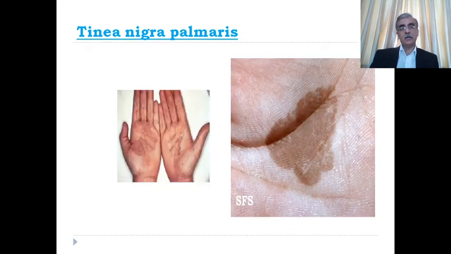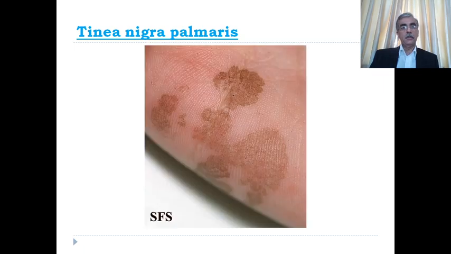This is a clinical picture. You can see on the palms there is a brownish patch with no scaling, and it is asymptomatic. Again, another clinical picture with a brownish patch over the palm. This is Tinea nigra palmaris.